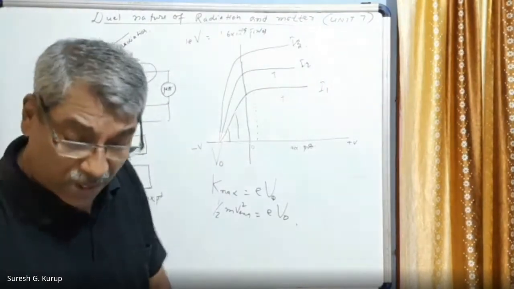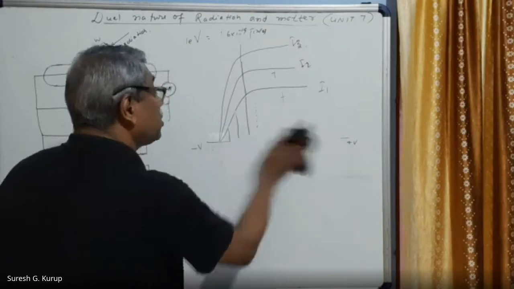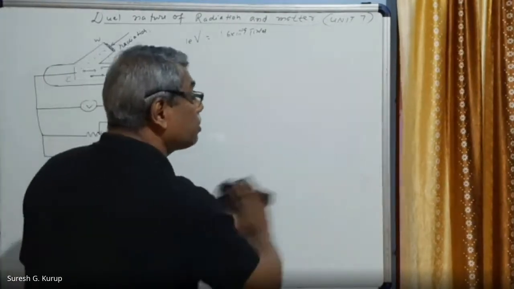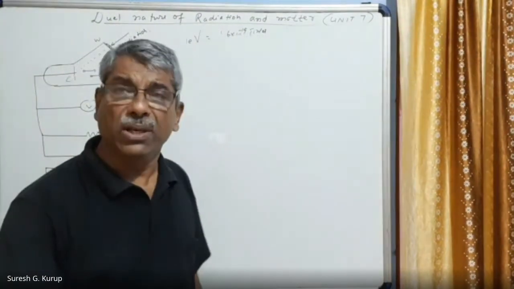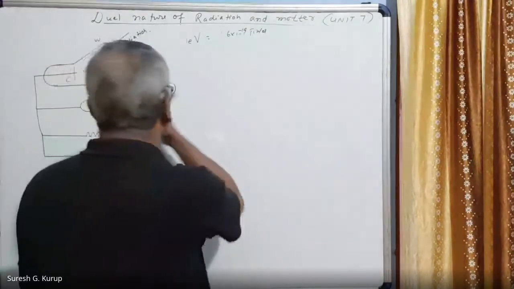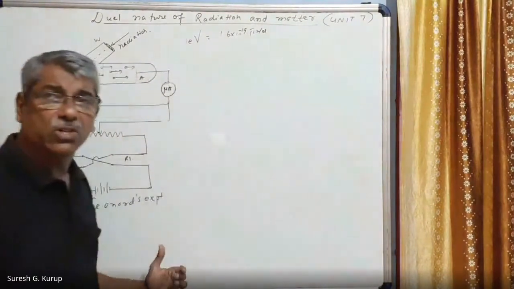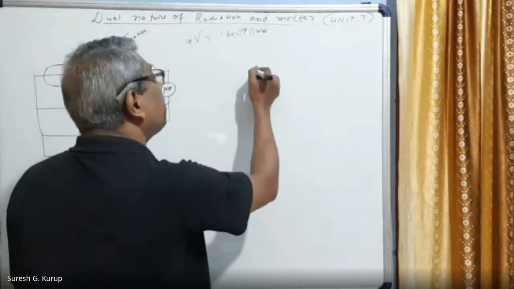The next experiment is experiment number 3. In experiment number 3, we are keeping the intensity constant, but from time to time we are changing the frequency. Then what will happen to the condition? You will see that also. This is the experimental arrangement, Lenard's experimental arrangement, so that I am drawing.